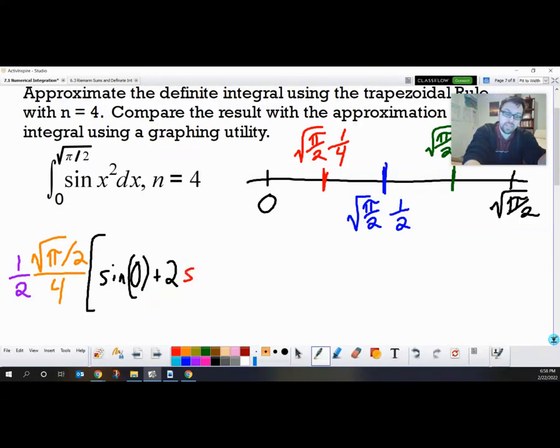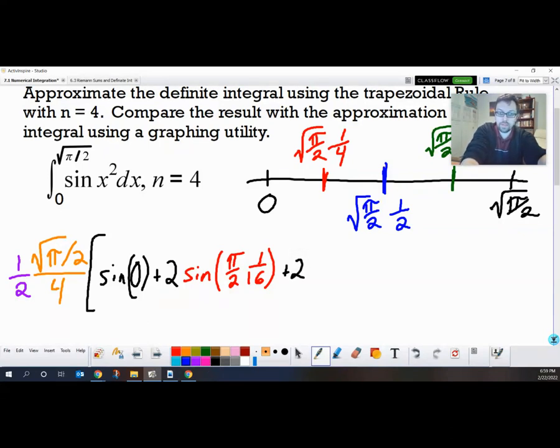So that'll be the sine of that square root of pi over 4 squared. So that'll be pi over 2. I said that super wrong. You want to square this thing, all right? Square that thing. So that's pi over 2 times a 16th. Neat. Plus 2.